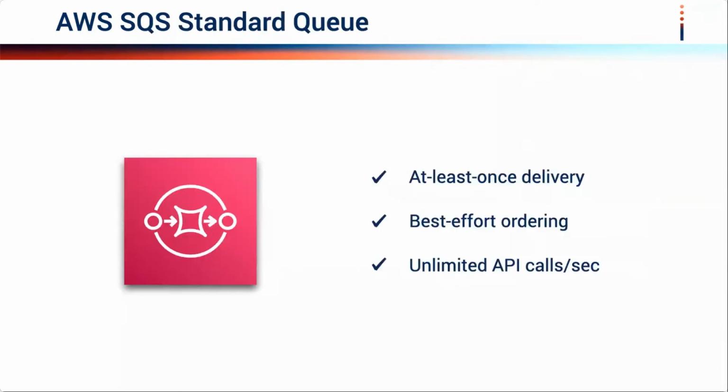Due to this distributed nature, AWS standard SQS queues support at least once delivery, best effort ordering of messages, and nearly unlimited number of API calls per second. A standard queue would be a good option for an application that doesn't require strict ordering of messages and can handle deduplication of messages within the application code.